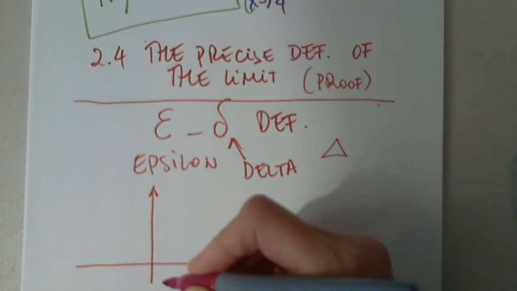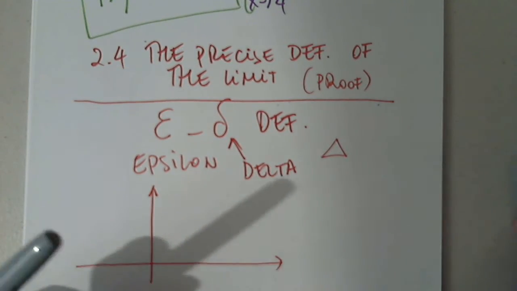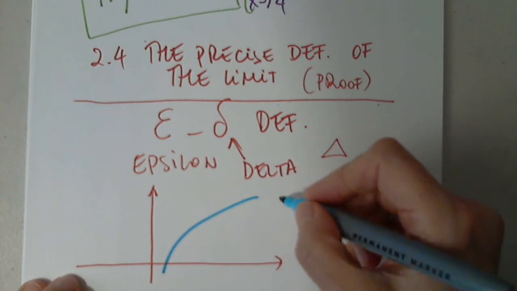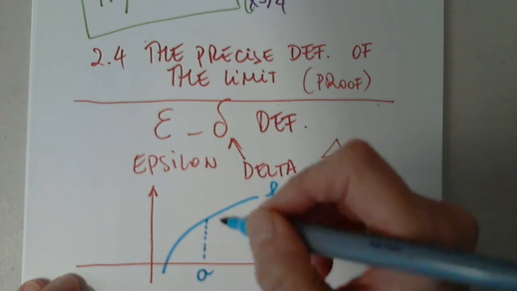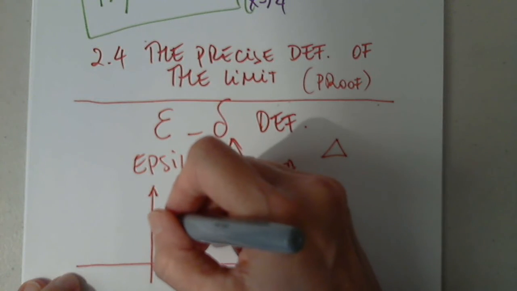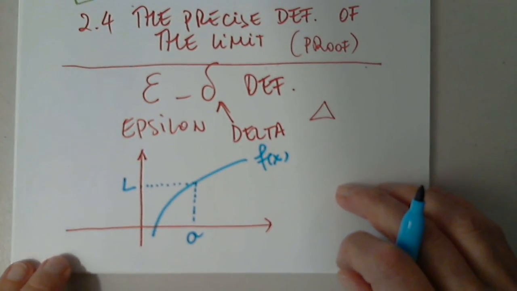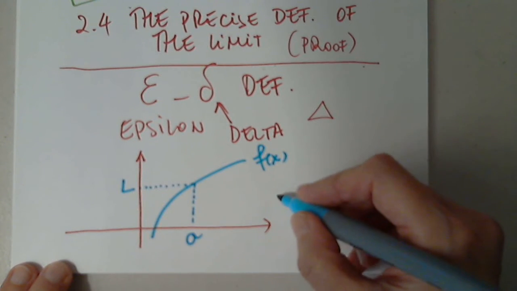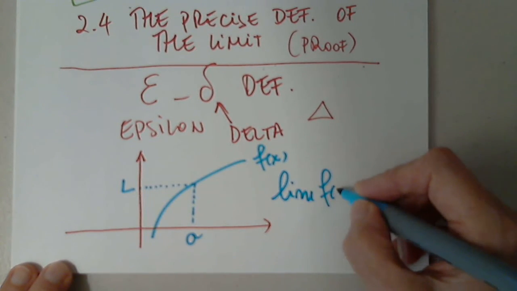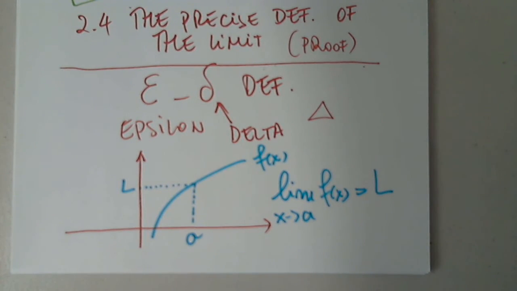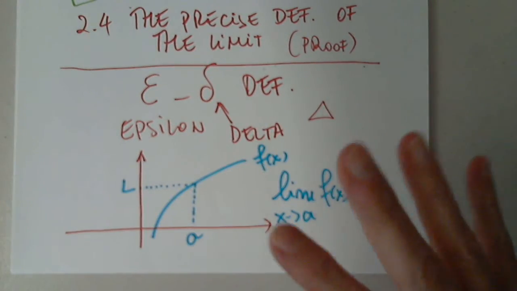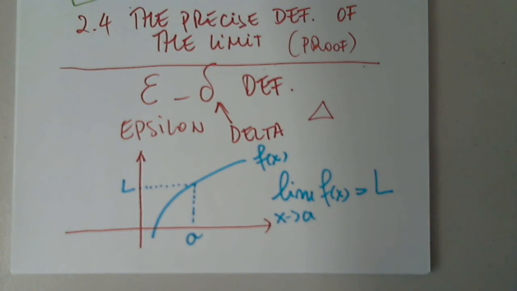So I'm going to just draw a function. Here is a function, f of x. I'm going to pick a and L. And I would like you to let me know whether this is acceptable. The limit of f of x as x approaches a is L. Would you agree with this? Yes. According to the graph, it doesn't matter whether it's defined or not, but according to the graph, this is obviously correct.